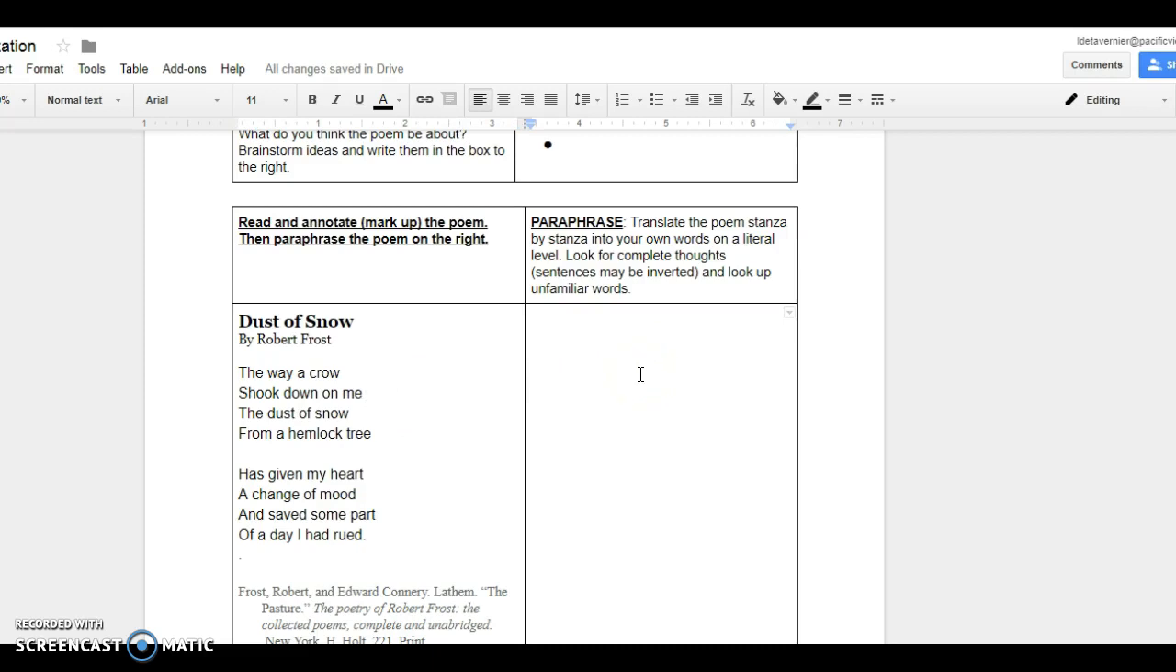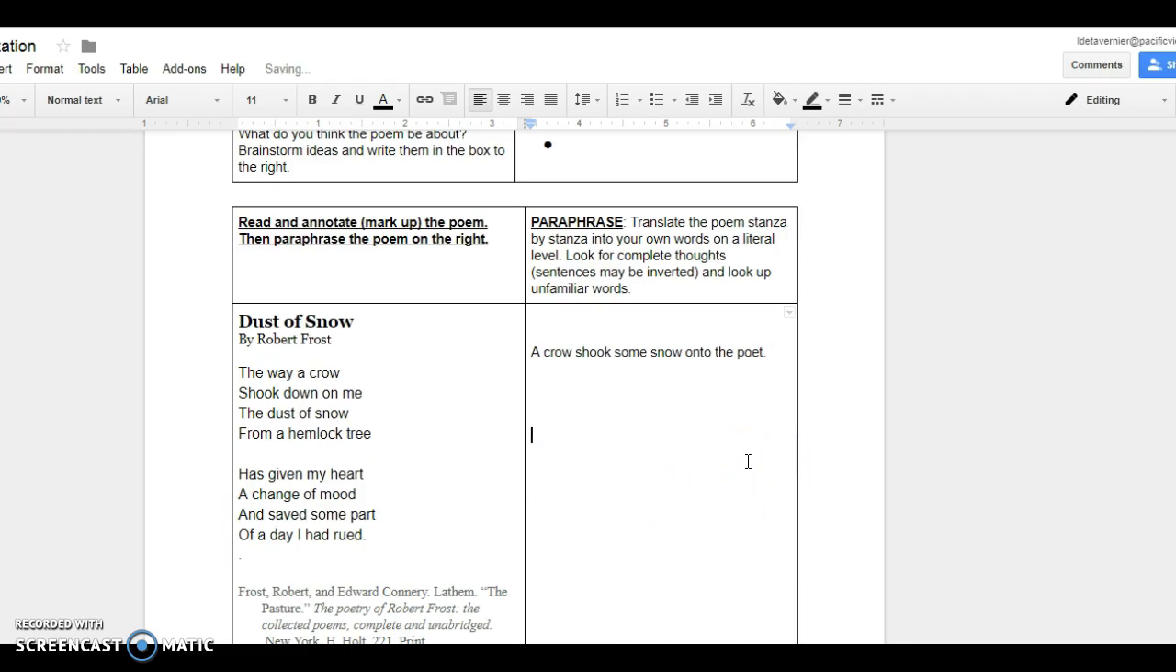Okay, so I think it's about how a crow shook some snow onto the poet. Okay, now we'll go to the second stanza.